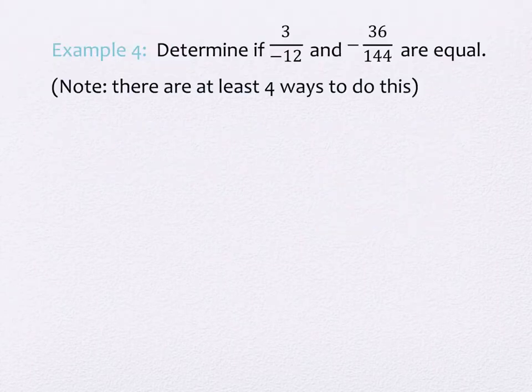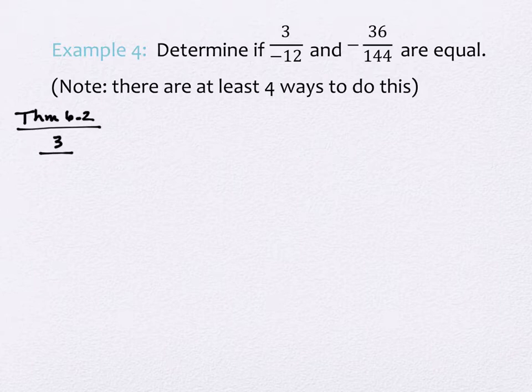So the first way that we will do this is Theorem 6.2 style. Theorem 6.2 says I can write down the three. Let me just make one comment first. They're both negative. Agreed? So can we say that that's cool and ignore the negatives? Okay, we're not going to include the negatives. I know they're both negative. I really just need to know if 3 over 12 is equal, this is sort of like a question mark for us, to 36 over 144.